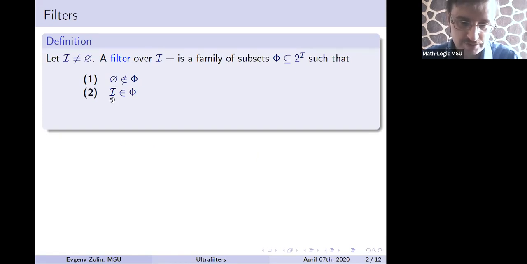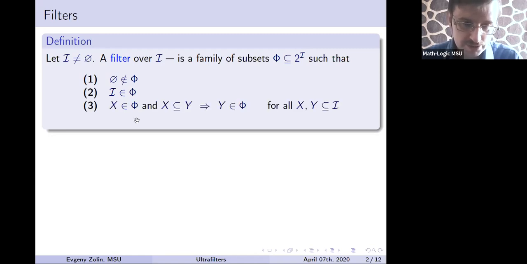It has the whole set. It is closed under supersets. So if Y is bigger than X and X is in phi, then Y is in phi for any subsets X and Y. And it is closed under finite intersection, in the sense that if we have two sets from phi, then their intersection is in phi. And of course, if we have finitely many sets from phi, then their intersection is in phi as a consequence.